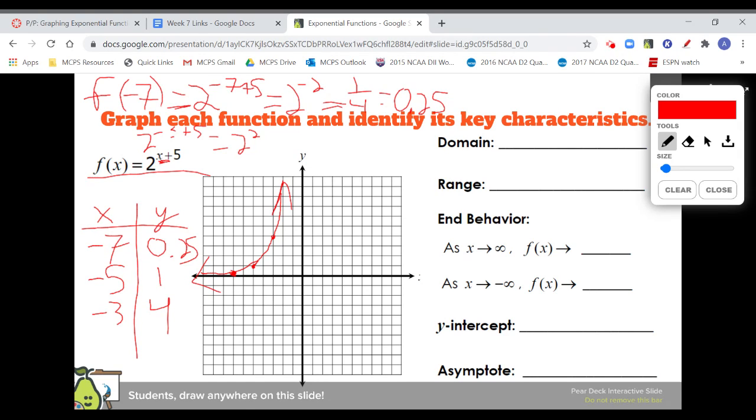So hopefully this was helpful in graphing. And again, just remember, you're always probably going to want to try to make the exponent negative, make the exponent 0, and make the exponent positive.